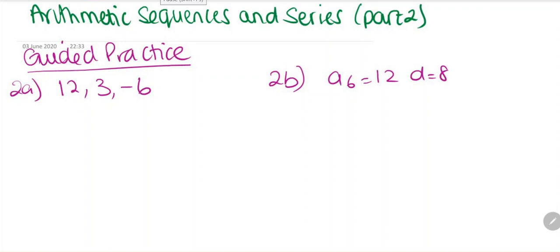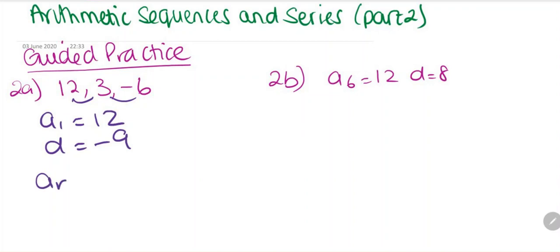Okay, so the arithmetic sequences and series part 2. So the guided practice, the questions we had, 2A was 12, 3 and minus 6, and 2B, you were given the sixth term of the sequence, which is 12, and you're given the common difference of 8. So the first thing we need to do, let's look at 2A. The first term in our sequence is 12. And if we look at the difference, we can see that the common difference is minus 9.